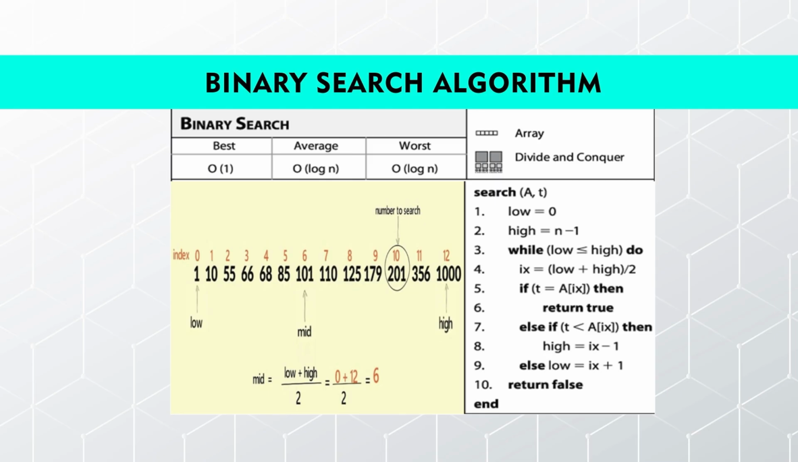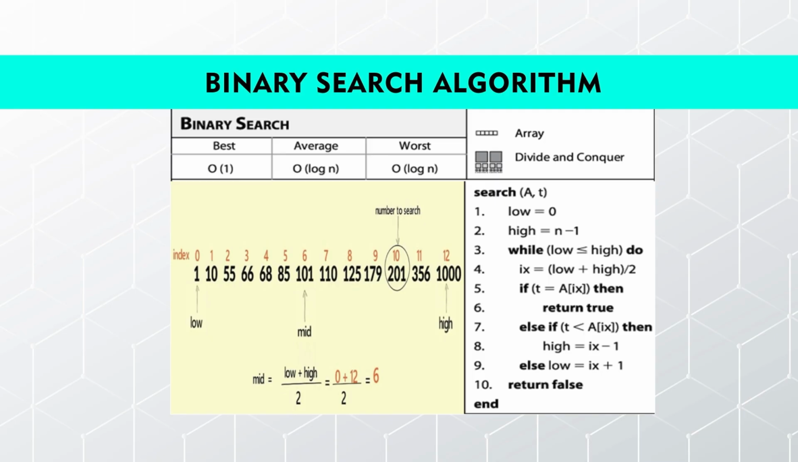Ix is equal to low plus high by 2. So 7 plus 12 by 2, that is 19 by 2. That means 9.5, which is rounded to 10. So Ix is now the 10th position. Now t is equal to 201 and A[Ix] is also 201. So the element is found at position 10. We are dividing the problem into two halves again and again. This is the divide and conquer technique to solve the problem.